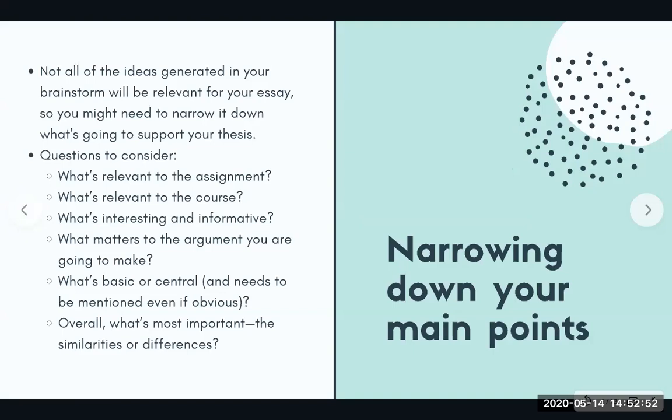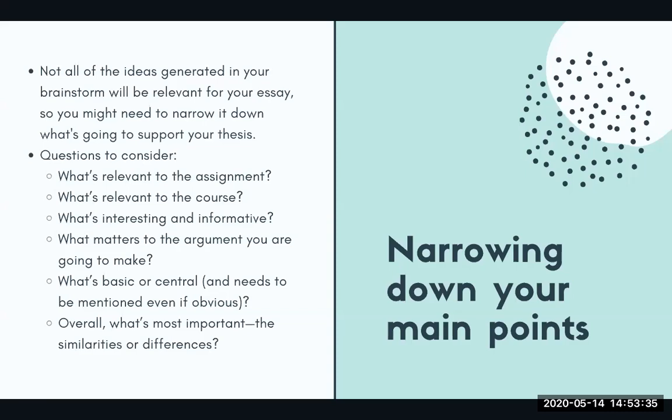So you've done a lot of brainstorming, you've generated a lot of different ideas. One thing to keep in mind is that not every idea will be relevant to your essay. So you might need to narrow some of these down in order to ensure that what you choose is actually going to support your thesis. So one thing to always keep in mind is keep referencing that essay prompt, because that essay prompt is telling you what your professor wants you to focus on. So when you go back to that essay prompt and you start generating, oh, I think I want to argue this, or I want to say something along these lines.